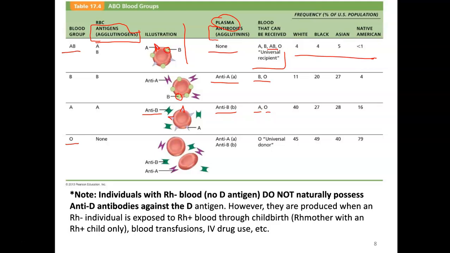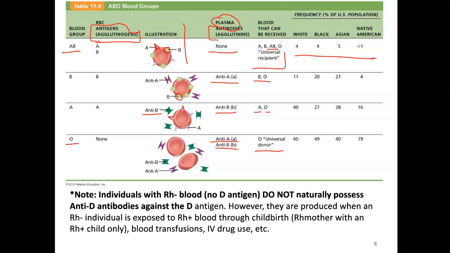So if there are no antigens, then in the plasma we have both anti-A and anti-B, or A antibodies and B antibodies. Both types of antibodies are found in the plasma. So this means that type O can only receive from other type O people. Okay?